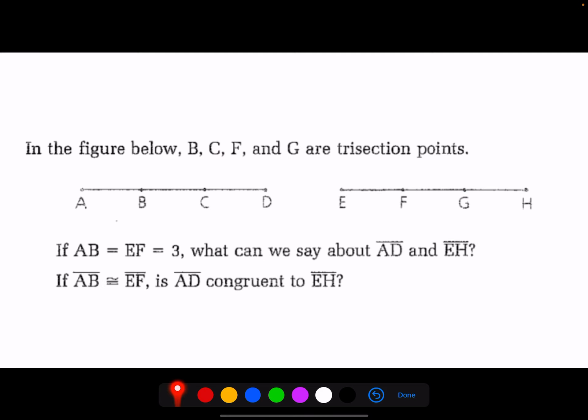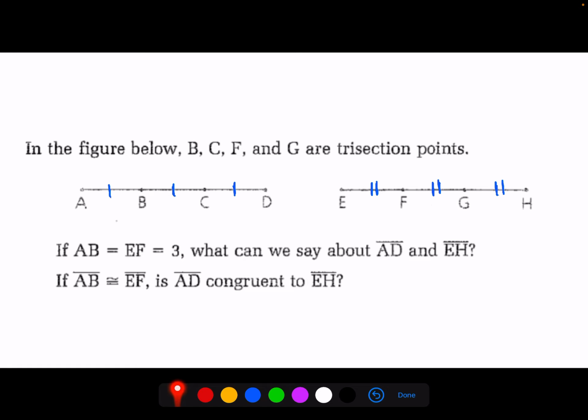In the figure below, points B, C, F, and G are trisection points. Now, if we recall, a trisection is splitting into three sections. So I take my segment, and these points are splitting my segment into three sections. So that means that AB is congruent to BC, which is congruent to CD. Also, on our other segment, EF is congruent to FG, which is congruent to GH. And I can show that they're congruent to each other here in making that distinction with two congruency tick marks.